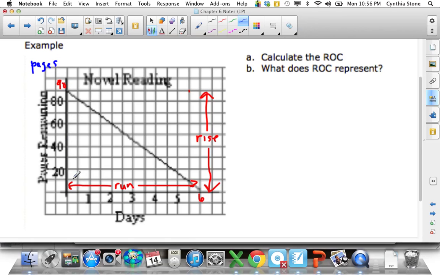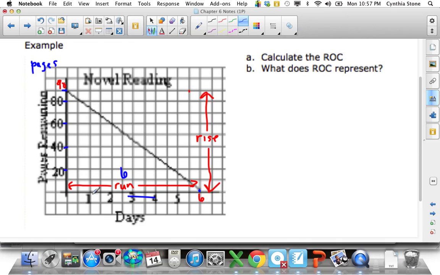And I filled in some of the stuff here because you can see that that would be 20, that would be 40. Make sure you read that. 60. 80. So every box represents 10. 10, 20, 30, 40, 50, 60, 70, 80. So this ends at 90, right? And it goes from here to here. So my run is the full 6, in this case days, because it goes all the way from 0 to 6. So run is 6.